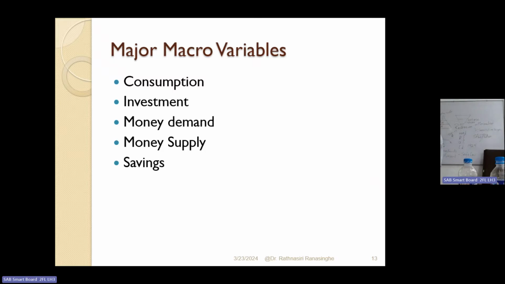So this is the main one. S, the savings, we can write as Y minus C, where Y is the income minus C. That is the savings. So savings is also part of that, and that's also a major variable.